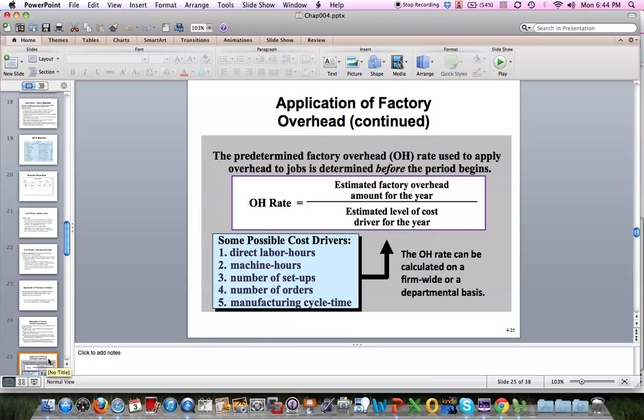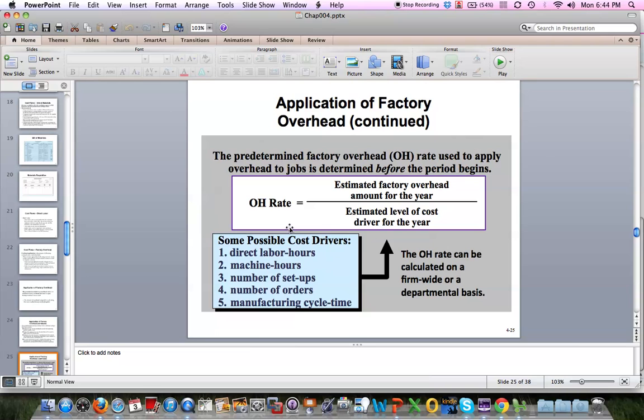And the same picture you'll find on the middle of page 104. And you can see then our overhead rate, the predetermined overhead rate, determined before the accounting period begins. Just think of that as a year. We're estimating total overhead for the year, and we're dividing it by some level of cost driver for the year.